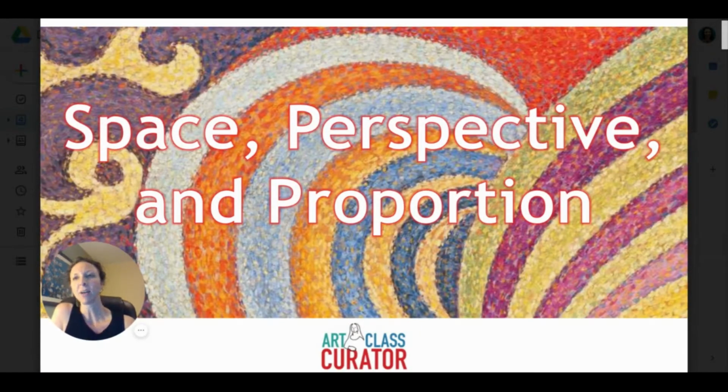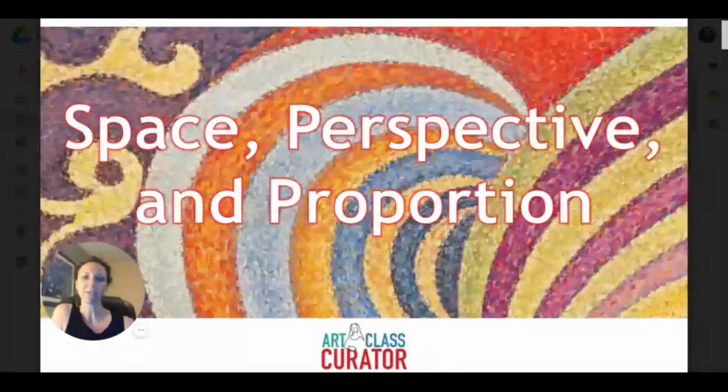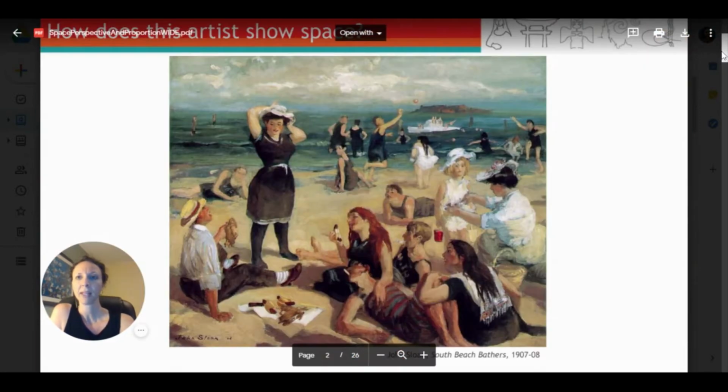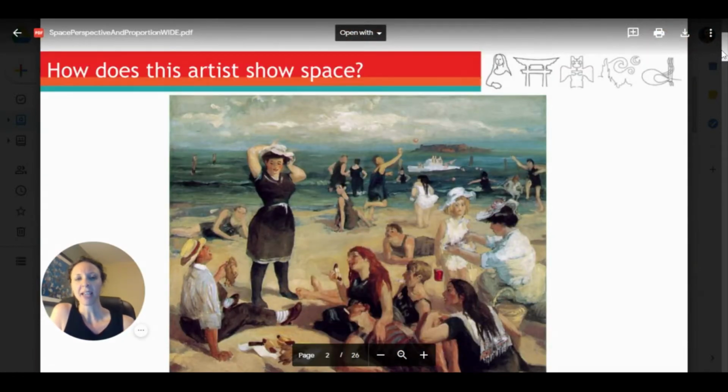This week we're going to talk about space, perspective, and proportion. Specifically, our project will deal with one-point perspective, so dealing with what we call linear perspective. Let's take a look at what we got here. So first we're going to look at an image and assess how this artist shows perspective or space.